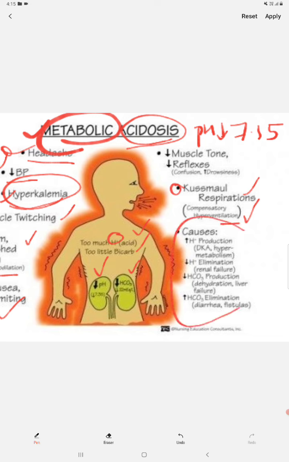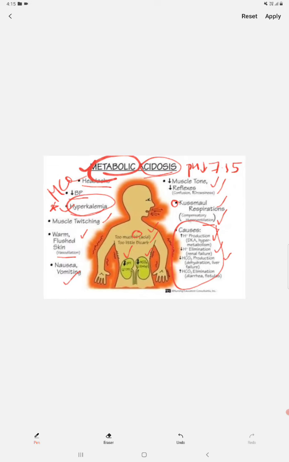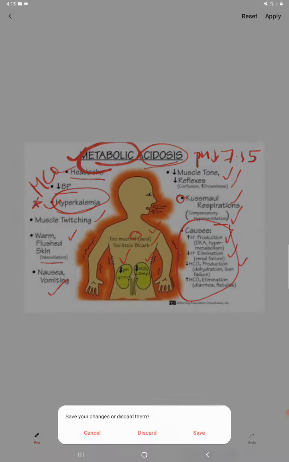And mainly we need to discuss the causes of metabolic acidosis. What are the causes? We have increased H plus ions, already discussed. It may be seen in DKA, which means diabetic ketoacidosis. And in renal failure, dehydration, liver failure, diarrhea, fistulas, in all these conditions we can see metabolic acidosis. We also see hypotonia, which means decreased muscle tone and decreased reflexes. This is all about metabolic acidosis.